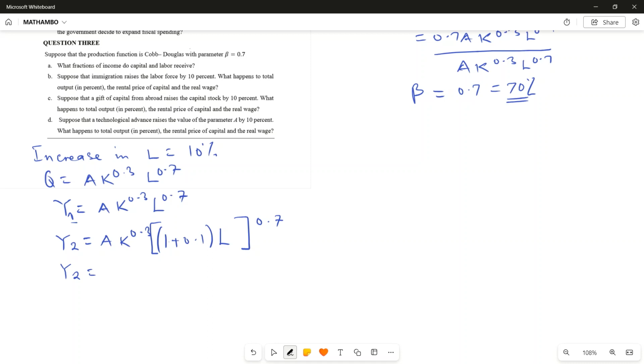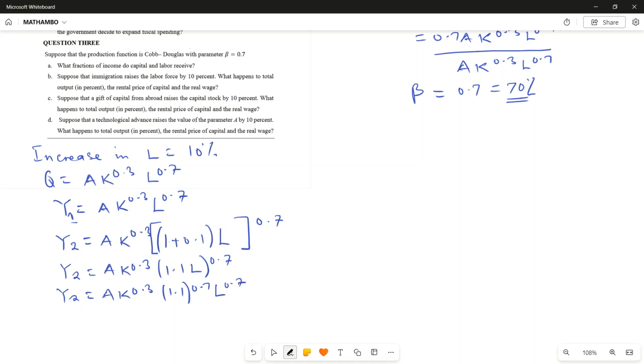Therefore our Y2 is A K to the power 0.3, 1.1 L to the power 0.7. In short, our Y2 is just A capital to the power 0.3, 1.1 to the power 0.7, and labor to the power 0.7.